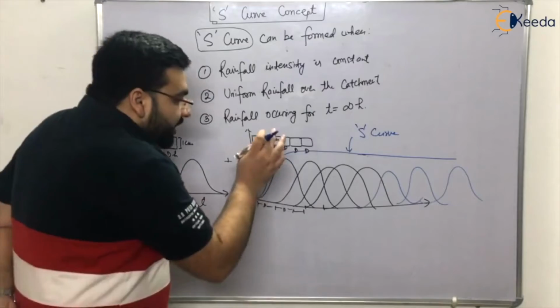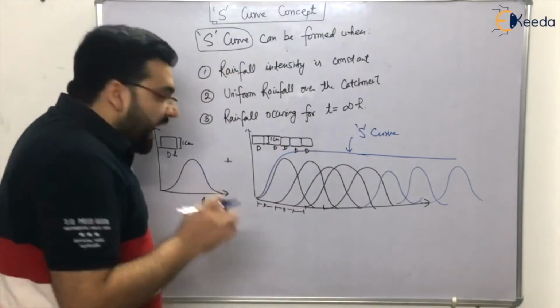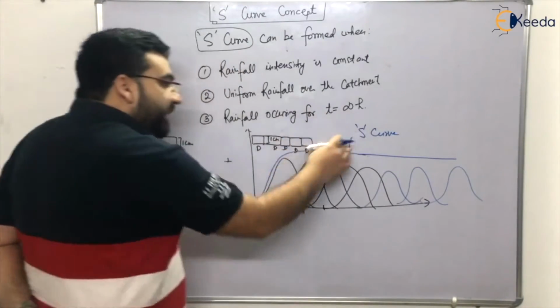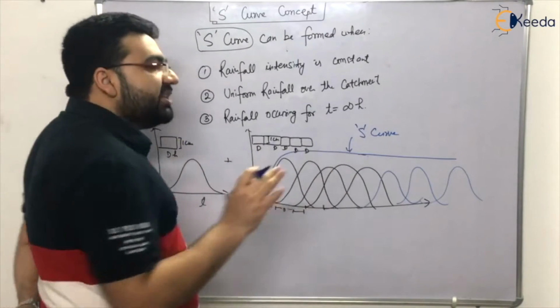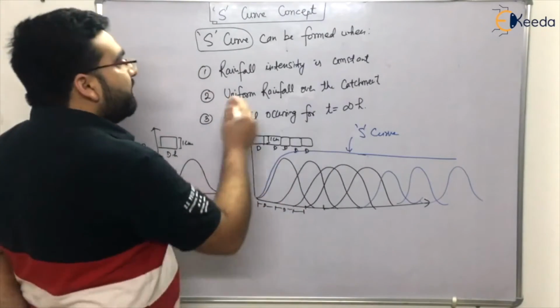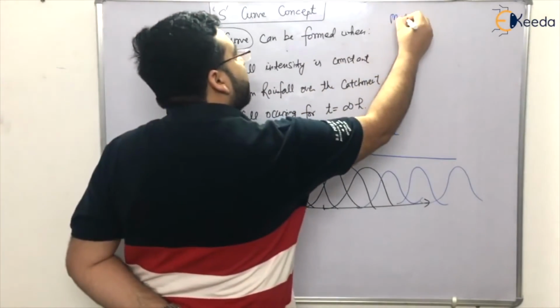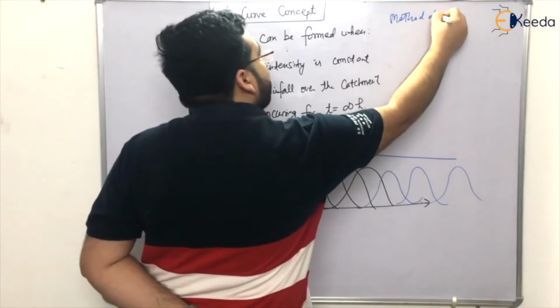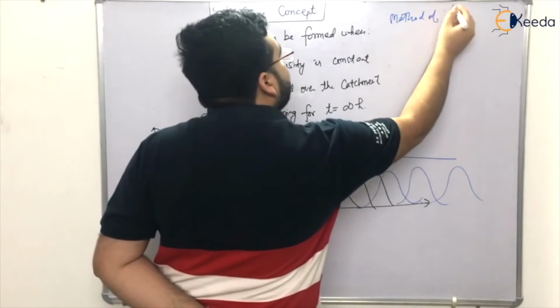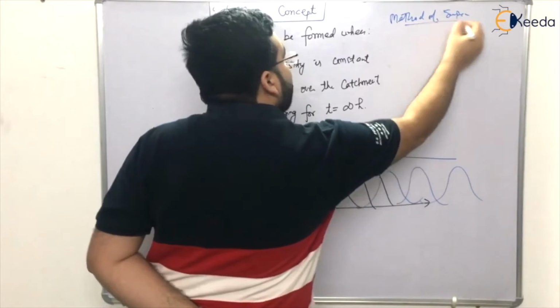Okay? Now, let me prove this, that after a particular time interval, you will get a constant discharge. Let me prove this with the help of the method of superposition itself. With the method of superposition, let me prove it, right? Method of superposition. Let me prove this also.